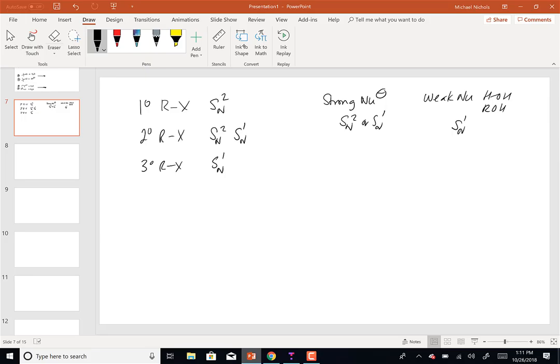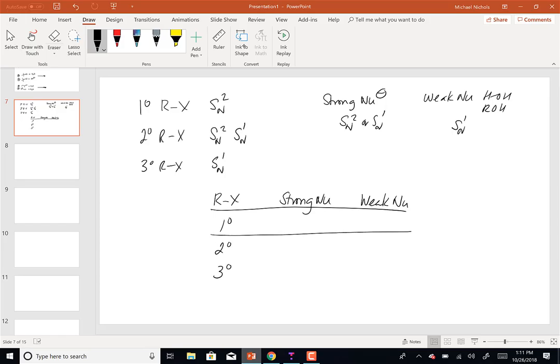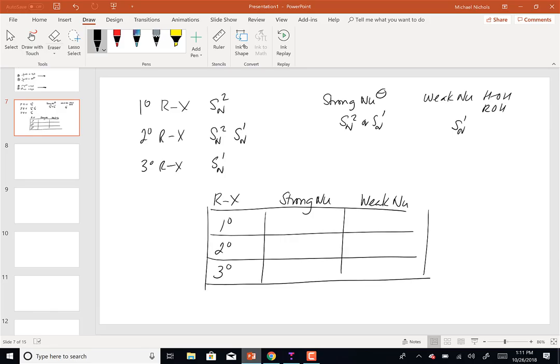So we can put this together in a table where we would say, okay, what kind of alkyl halide do we have? What about a strong nucleophile? What about a weak nucleophile? And then say, okay, primary, secondary, tertiary, and I think Top Hat does this. They go through the development of this, but basically what I'm going to do is take everything that's in common now. So primary halide plus a strong nucleophile. What do we think?